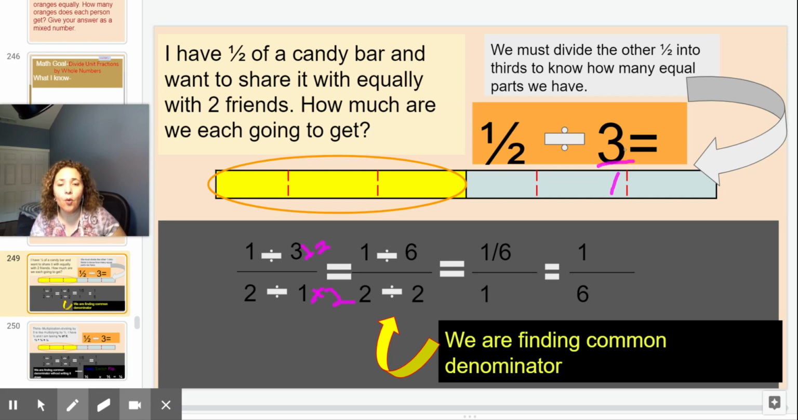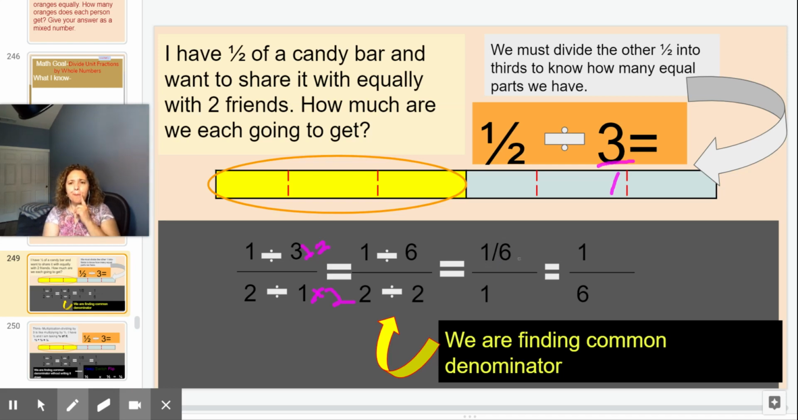Okay, so now I just simply divide. 2 divided by 2 is 1. But oh, look, I have 1 divided by 6. What does that look like? Well, it looks like a fraction, right? I can write it like a fraction. 1 divided by 6. I can write it that way.